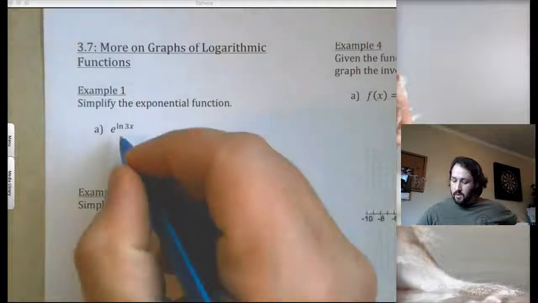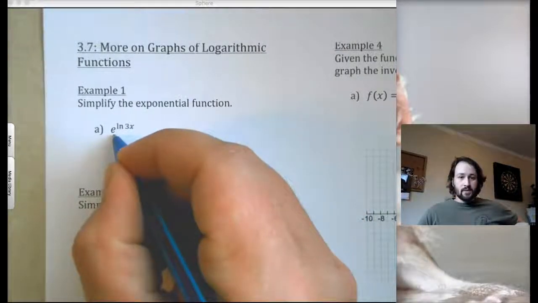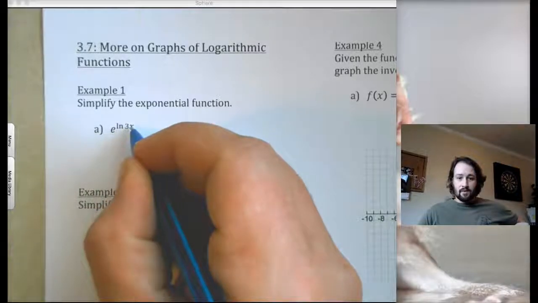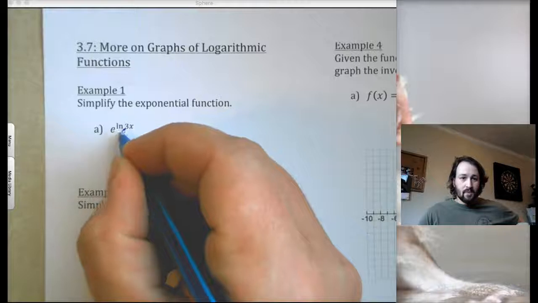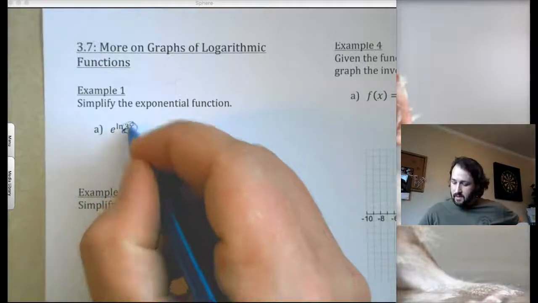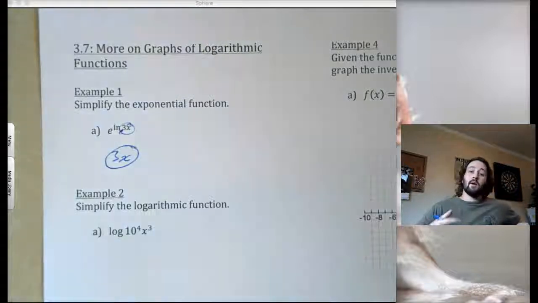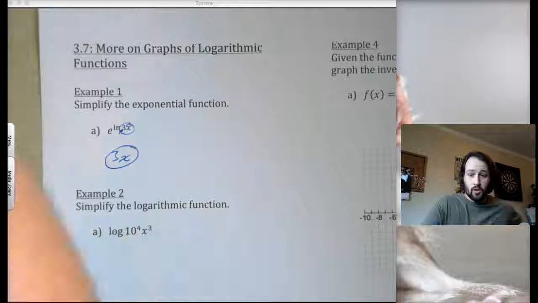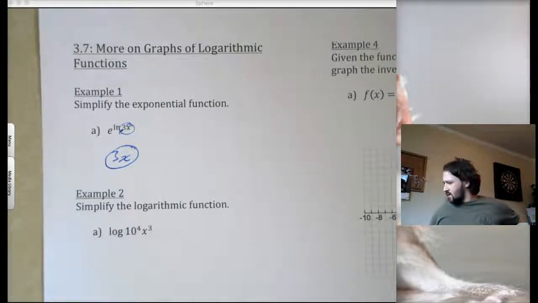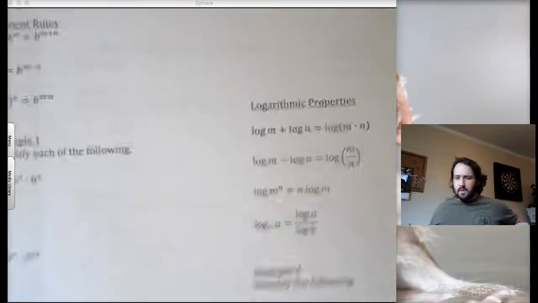All right, so simplify the exponential function. Here, I have a base of e to the ln of 3x. So here, when the bases are the same, e to the ln base e of 3x, this thing simplifies to just be 3x. Again, I'm sorry Apex does this to us, but I will show you how this works later on down the line. I think it's actually next video. Yeah, see, look at that. Next video. You're learning all the logarithmic properties.